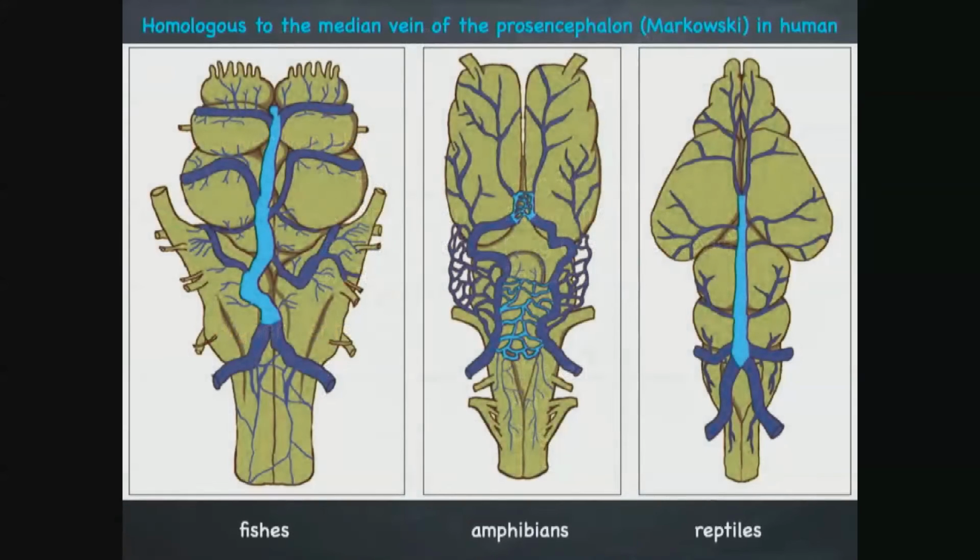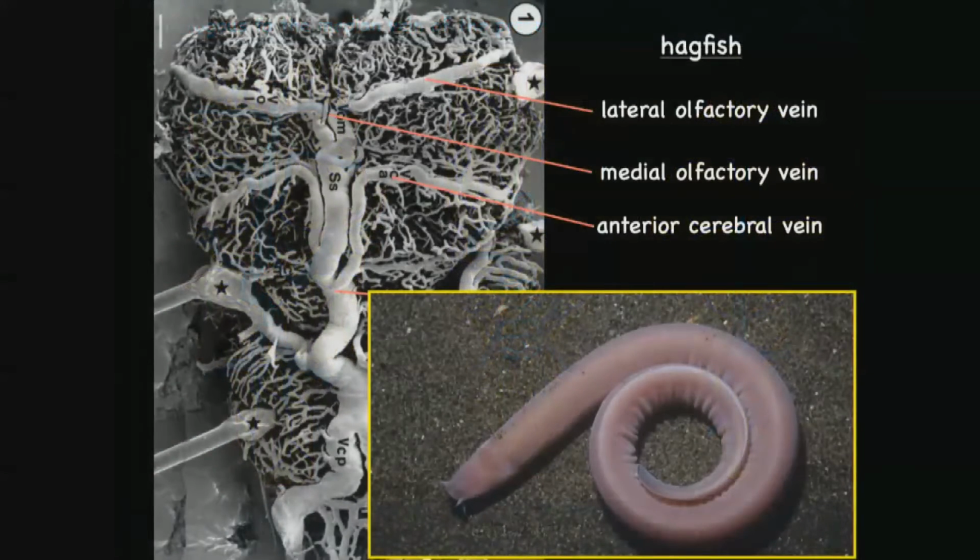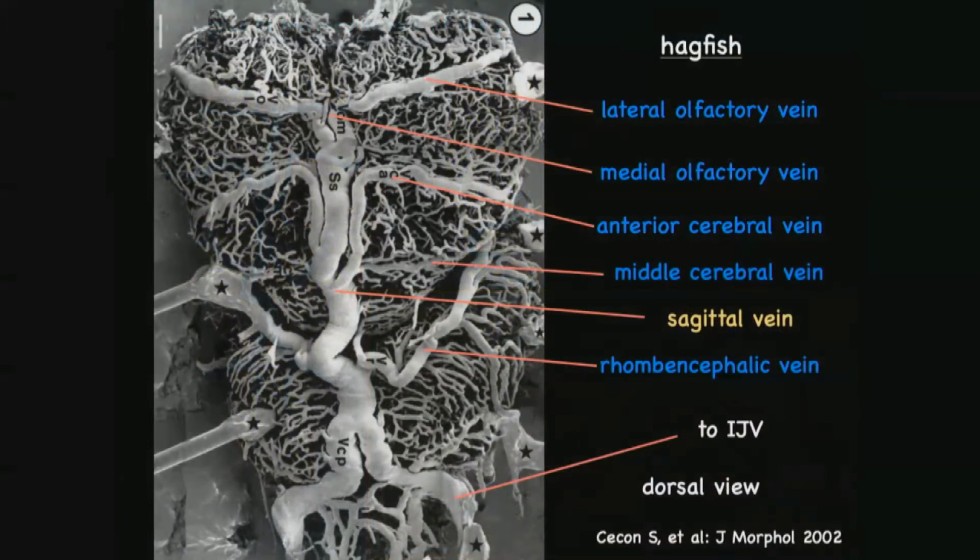First, we start with the lower vertebrates. You can see the mid-dorsal veins. This is a subarachnoid vein collecting the venous flow dorsally. This is the hagfish, an example of a fish. In the dorsal view of the venous system, the olfactory veins are collected in the mid-dorsal veins, and then drain to the internal jugular veins.